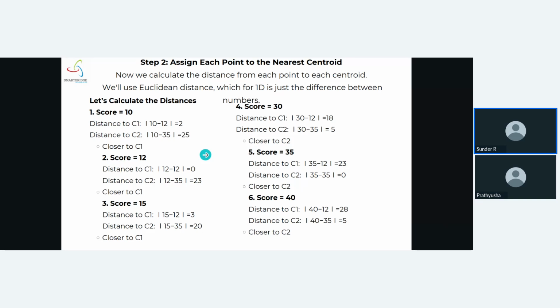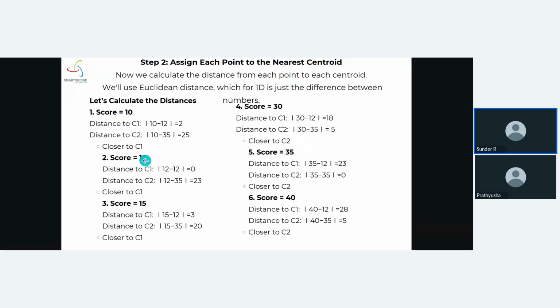Once you have found the distance values, you have to choose the minimum value. And after choosing the minimum value, you have to check which cluster this minimum value belongs to. So what we have to do is find the distance, then check for the lowest value, and after we have found the lowest value, we have to check the centroid. Does it belong to C1 or does it belong to C2? If you compare this 2 and 25, the lowest value is 2. Hence, C1 will be considered for this 10 value.